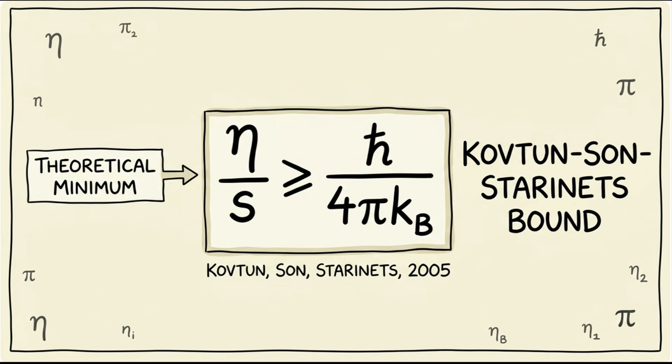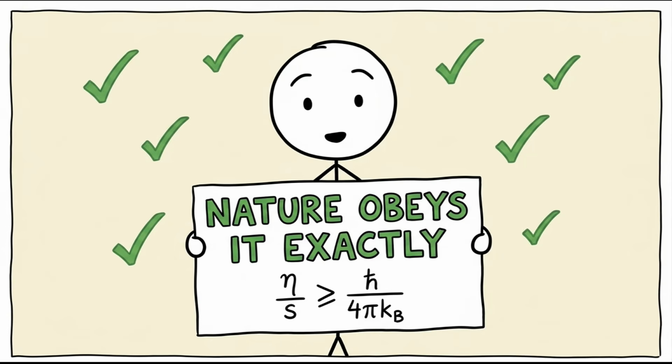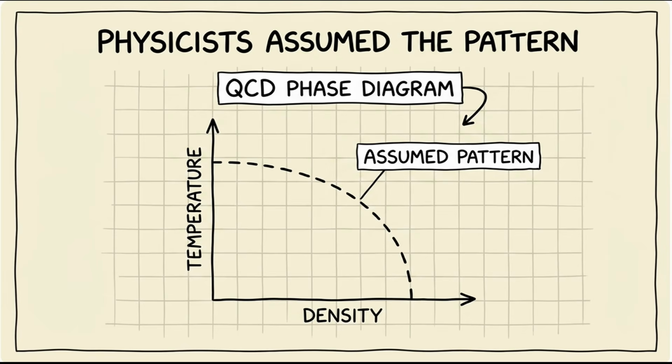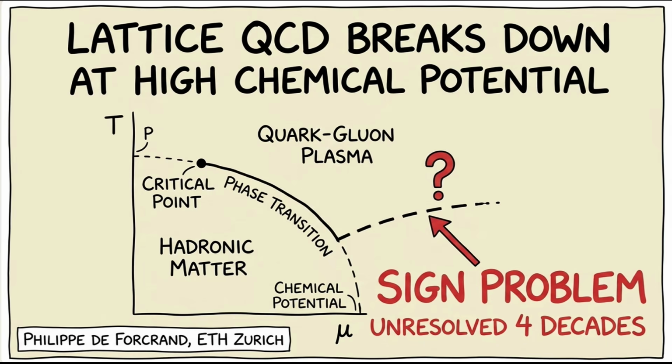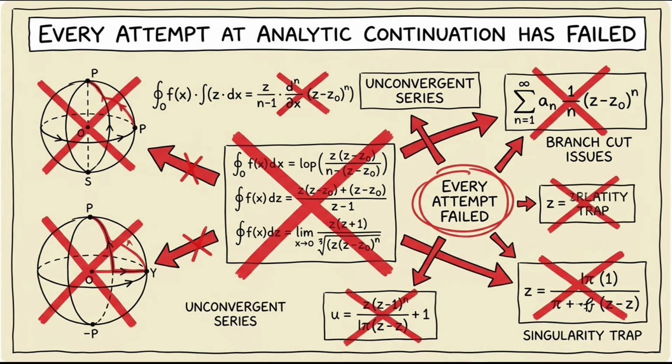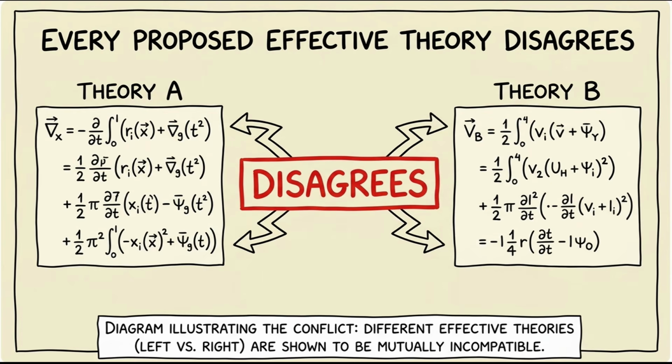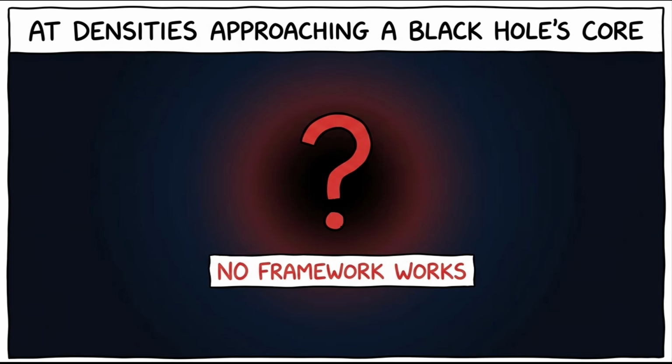Nature obeys it exactly. Physicists assumed the QCD phase diagram at higher densities would follow the same pattern. It doesn't. Lattice QCD calculations break down at high chemical potential due to the sign problem, a mathematical obstruction identified by Philippe de Forcrand at ETH Zurich, unresolved for 4 decades. Every attempt at analytic continuation has failed. Every proposed effective theory disagrees with the next. At densities approaching a black hole's core, no framework works at all.